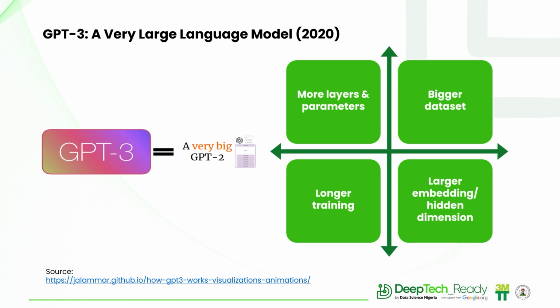It also has larger embedding and hidden dimensions, which helps the model capture more intricate relationships in the data. It also has a larger context window, which enables it to handle longer text sequences and capture broader context. These improvements made GPT-3 one of the most powerful language models at the time.